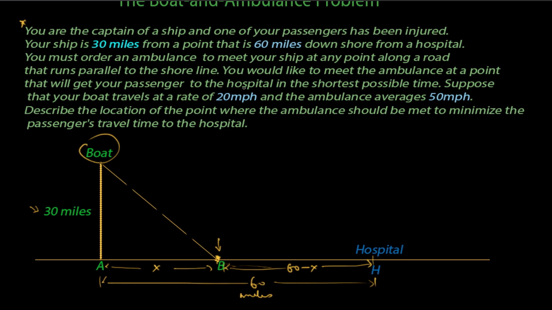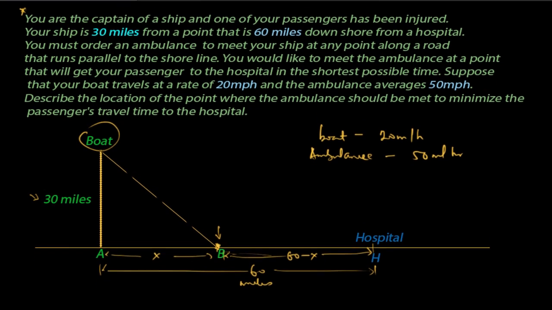So what we want to do is, it says you would like to meet the ambulance at a point that will get your passenger to the hospital in the shortest possible time. Now suppose that your boat travels at a rate of 20 meters per hour. So the speed of the boat is 20 meters per hour, and the speed of the ambulance is 50 meters per hour. They said describe the location of the point where the ambulance should be met to minimize the passenger's travel time to the hospital. So let's look at the problem here.